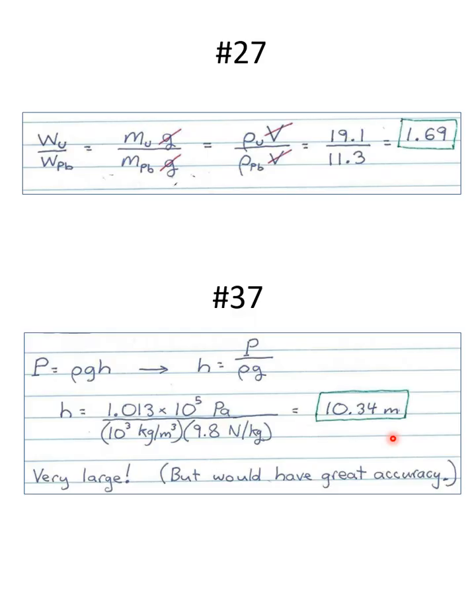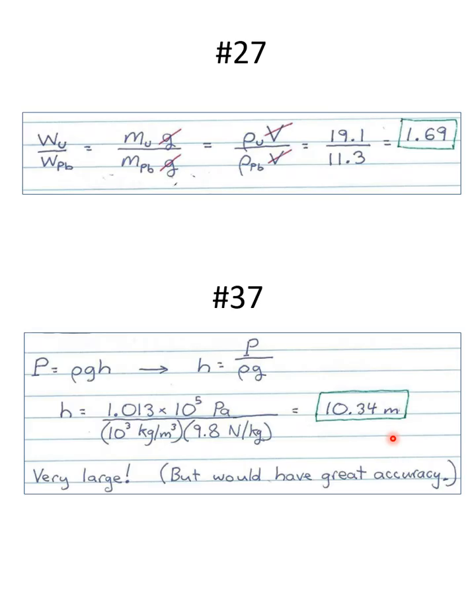meters. So if a barometer has mercury in it, we're looking at a height of about 76 centimeters. If it has water in it, because of the lower density of water, it has to be very tall, so 10.34 meters. That is about the height of Porterville College's stadium. So it's a very large barometer.